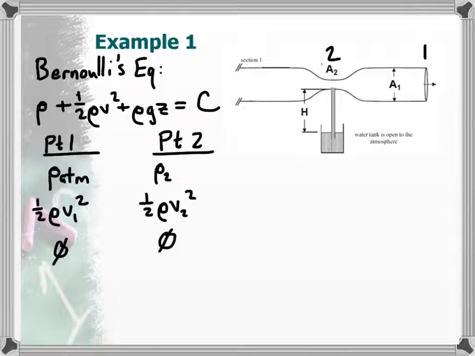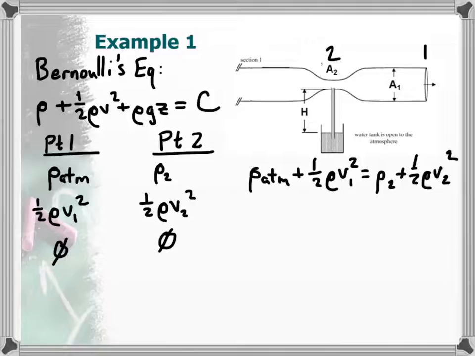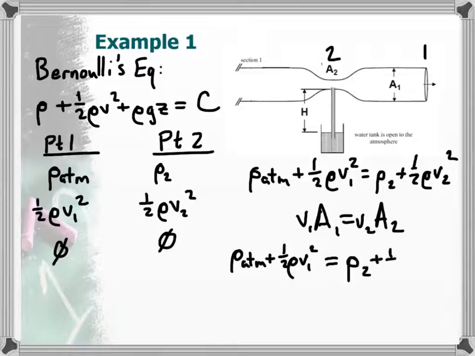Now we can set the sum of these equal to the sum of these, thanks to Bernoulli's equation. And that's what I get here. Not too helpful until I apply the other equation we can apply to fluid flow, and that's the continuity equation. The continuity equation is going to allow me to express V2 in terms of V1, which is given to me. So when I do that, I've replaced V2 with V1 times A1 over A2.